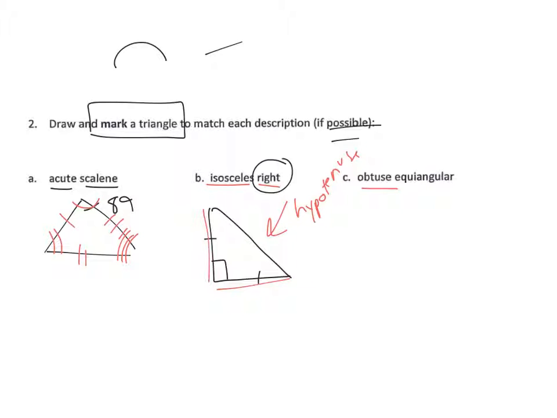An obtuse equiangular triangle means that you have one angle that's greater than 90, but then all angles are equal, so that's impossible.